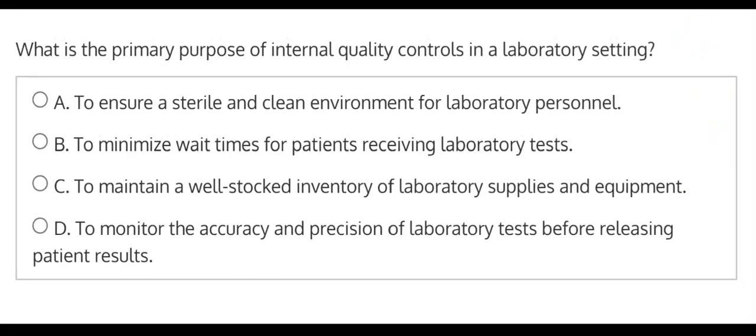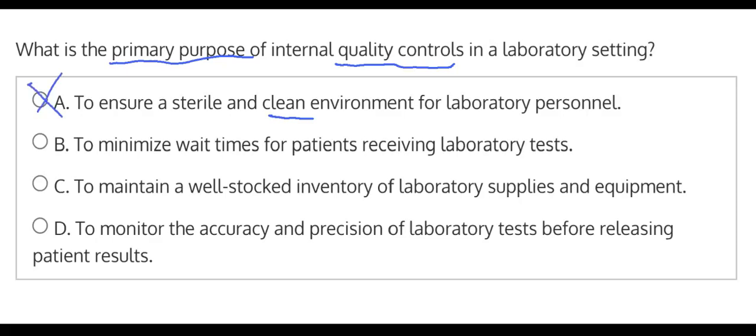So now that we understand what the purpose of quality controls is, let's look at the choices. Option A says to ensure a sterile and clean environment for laboratory personnel. So that is important, but that's not the main purpose of the quality controls. This is to ensure accuracy of the laboratory devices so we have proper results for our patients. So although this is important, don't be thrown off, because that's not what the question is asking for as the primary purpose for laboratory equipment. So we could eliminate option A.